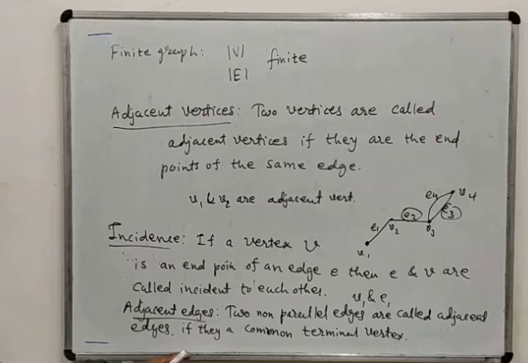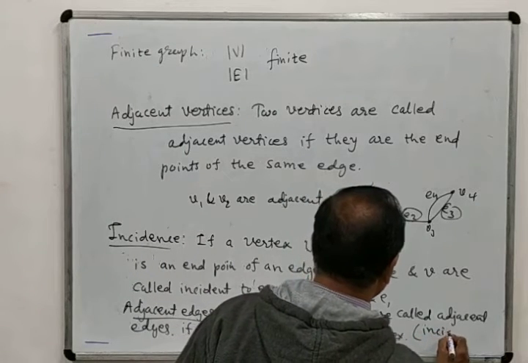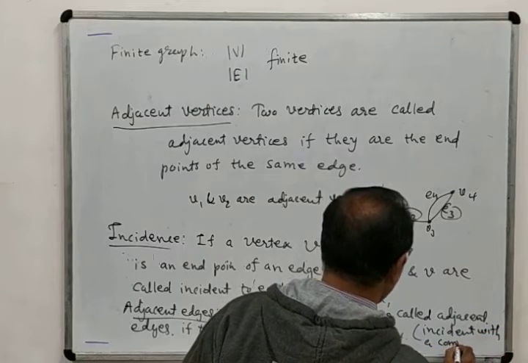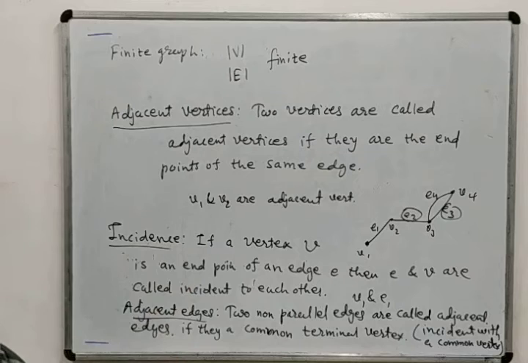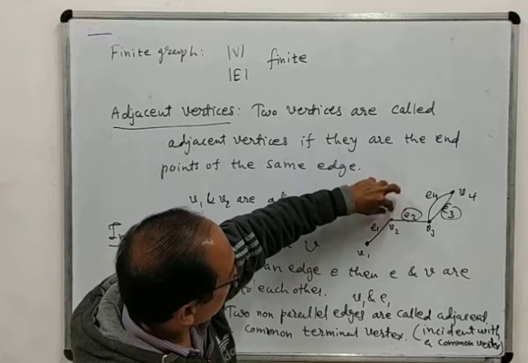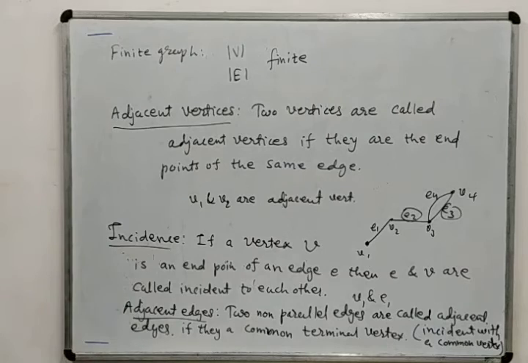They have a common terminal vertex, or we can also say that they are incident with a common vertex. Because incidence means if a vertex is an endpoint of the edge, then the edge and vertex are said to be incident. So two non-parallel edges, if they are incident with the common vertex V2, are known as adjacent edges. So you write down these definitions.